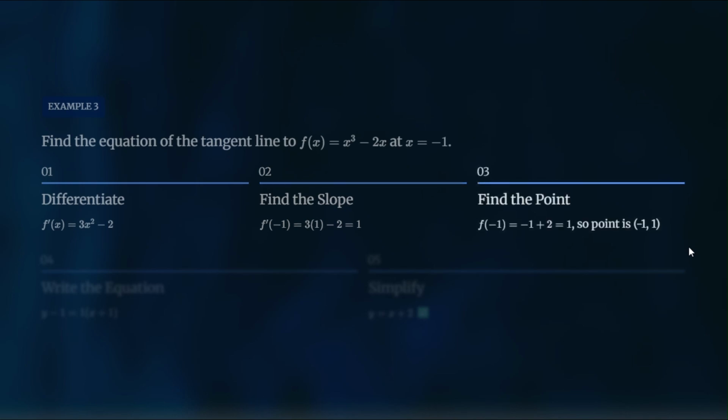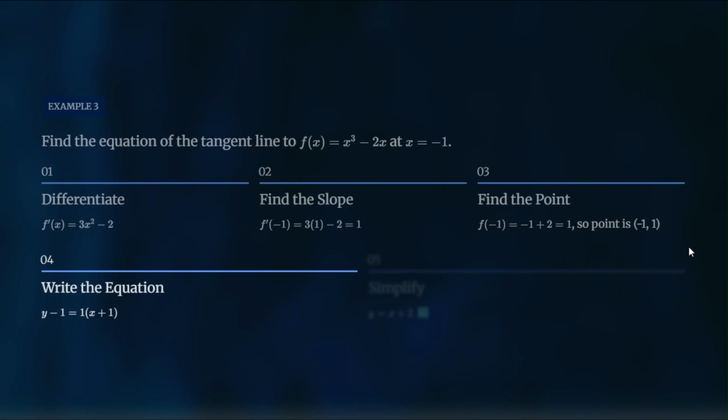Now let's find the point on the curve. So f of negative 1 will be equal to negative 1 cubed minus 2 times negative 1, and that will be equal to negative 1 plus 2, which is 1. So the point has coordinates (negative 1, 1).